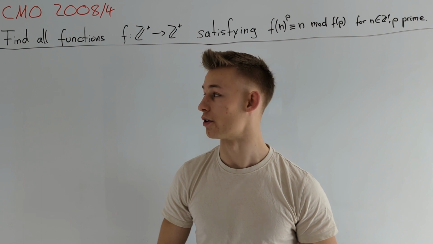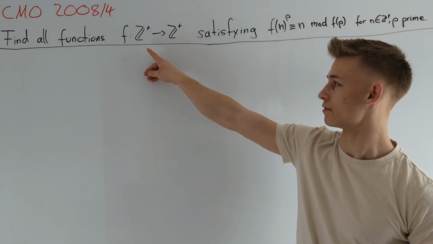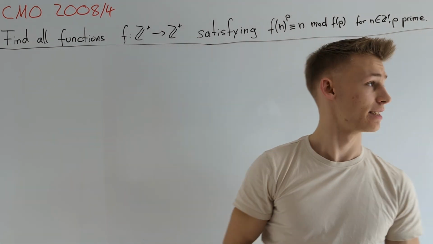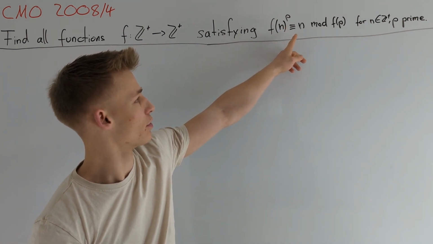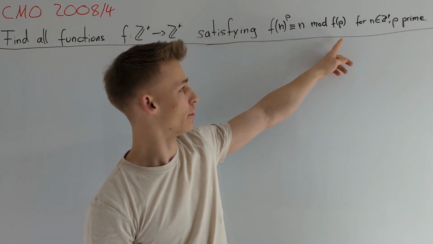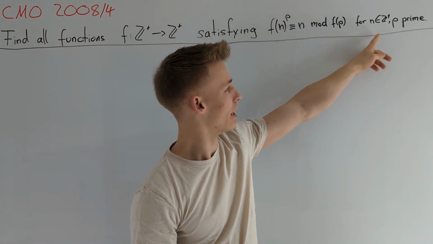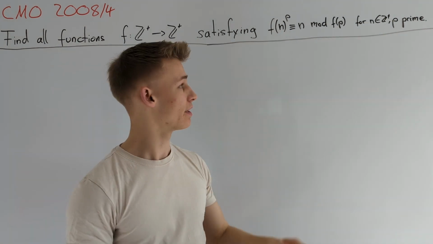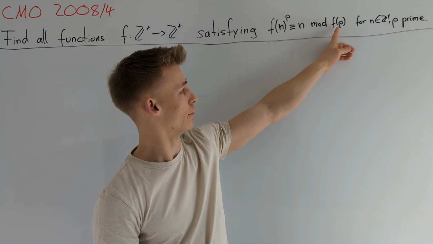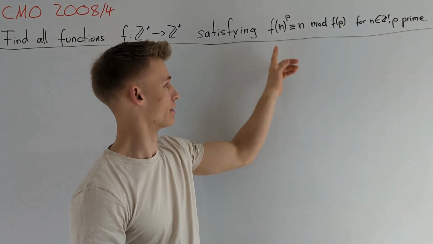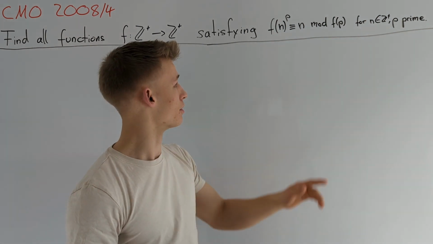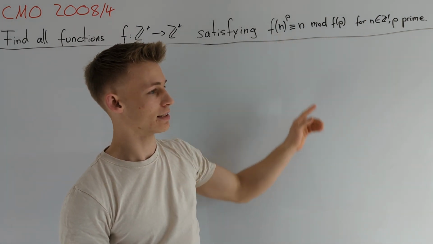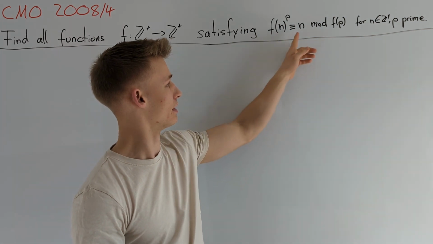We are asked to find all functions from the positive integers to the positive integers such that f(n)^p is congruent to n modulo f(p) for all positive integers n and prime numbers p. Since we don't have any information about f(p), it is hard to deal with this congruence. Therefore, one first step is to plug in some value for n such that f(p) divides one of these sides.